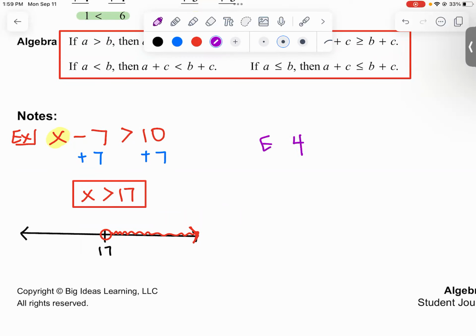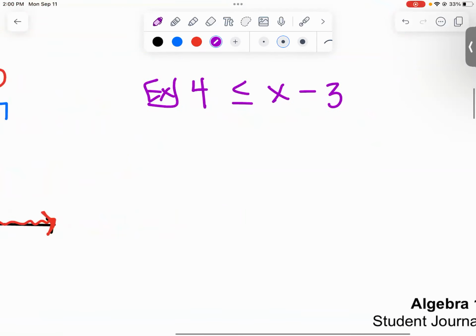Write this one down. 4 is less than or equal to X minus 3. Now, I am asking for an answer that is still an inequality. I don't want an answer like 5. How do I get X by itself? Okay, to undo that minus 3, we're going to add 3 to both sides. So we have 7 is less than or equal to X.